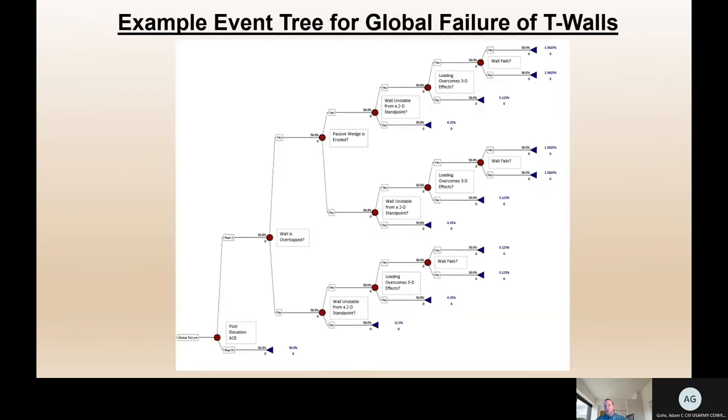So we provide a couple of example event trees for global failures of T-walls, with a couple of things to consider. You may consider the contribution of sheet pile cutoff to global stability. You don't have to, but if you need it, you may do that. For flood walls with complex alignments in urban areas, there are a few things to consider. I'll show a slide on that in a second. And then for internal erosion underneath a flood wall, the event tree can look very much like an internal erosion event tree for an earth embankment levee, with a few changes. So the notes will guide you through that.